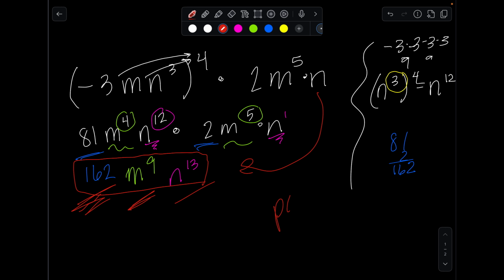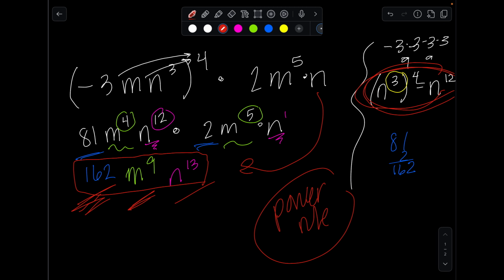That's called your power rule, and it's mixed with your product rule as well. So in this one there was double going on. This right here is your power rule, where you multiply the powers, okay?